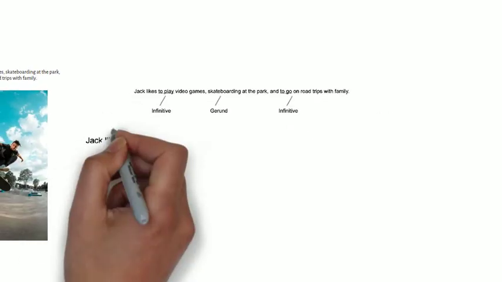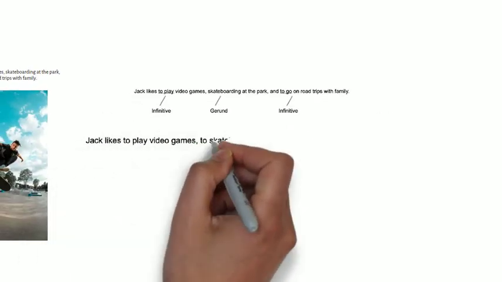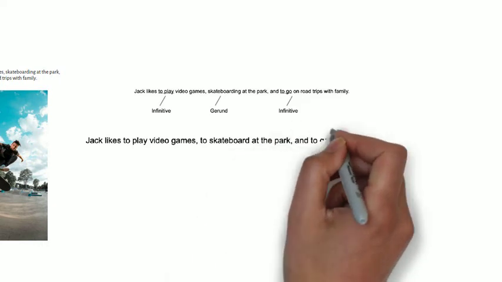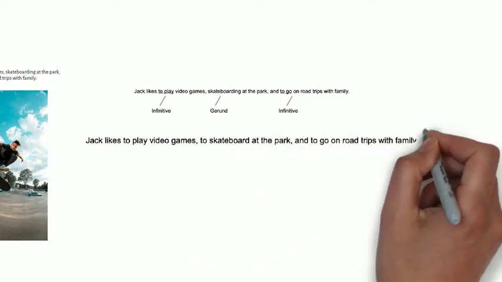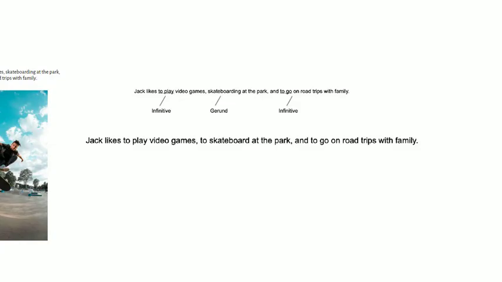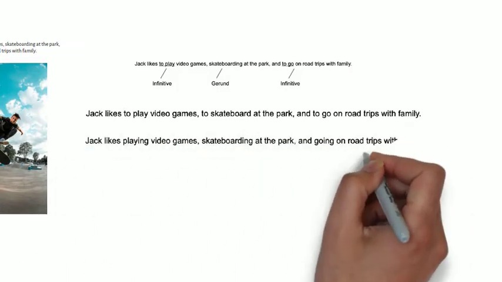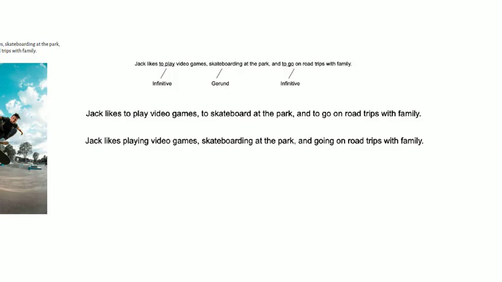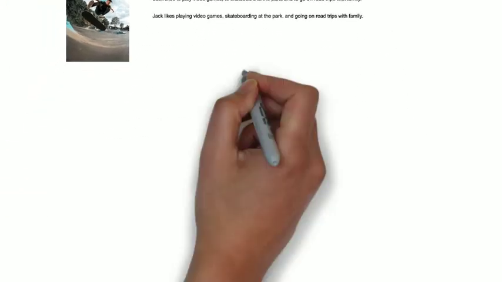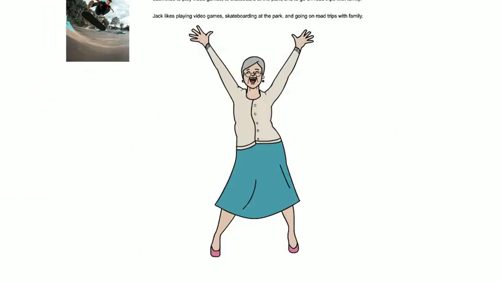To make this sentence structurally consistent, we could write, Jack likes to play video games, to skateboard at the park, and to go on road trips with family. Or, Jack likes playing video games, skateboarding at the park, and going on road trips with family. Voila, you have parallel structure.